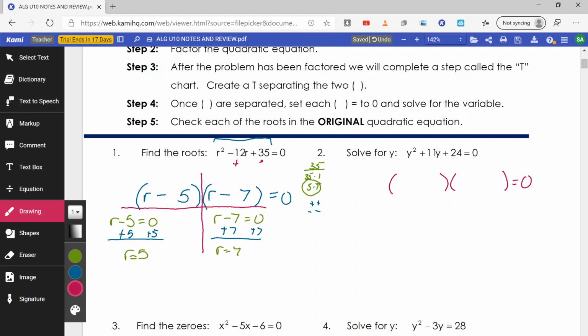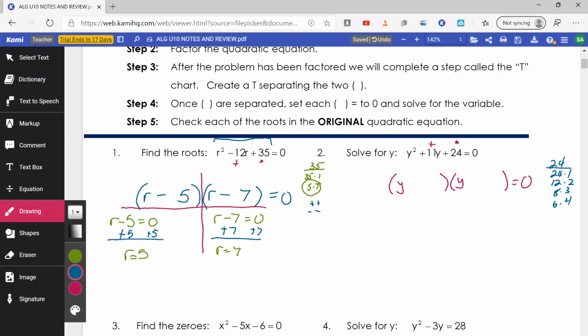So now I've got to come up with what goes inside the parentheses. How do I get y squared? Well, the only way I can get y squared is y times y. Next, I have to come up with the numbers. The numbers in here are going to do, again, 2 things. They have to multiply to 24 and add to positive 11. So we'll just list off things that can multiply to 24: 24 times 1, 12 times 2, 8 times 3, 6 times 4. Out of these 4 possible pairings, we have to pick the one that will add to 11.